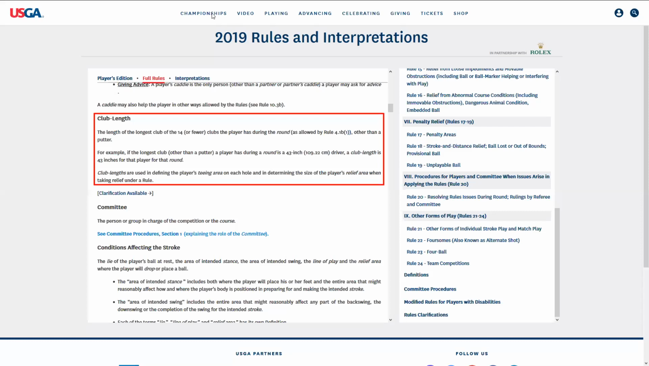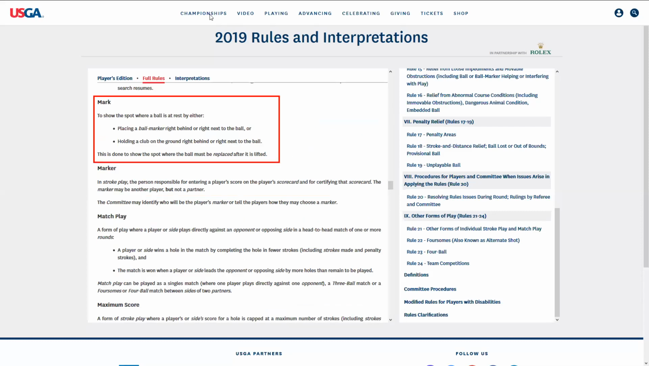Mark is the next one. On page 210. Means to show the spot where a ball is at rest by either placing a ball marker right behind or right next to the ball, or holding a club on the ground right behind or right next. So notice the term mark, which is used throughout the rules. If you are to mark your ball, you must use either a ball marker or a club. A ball marker has to be artificial. So if you use a leaf or a twig to mark your ball, you've done it incorrectly.